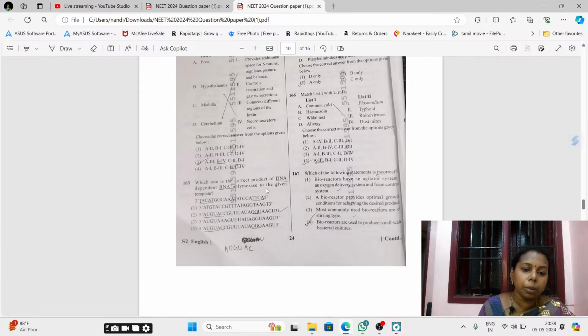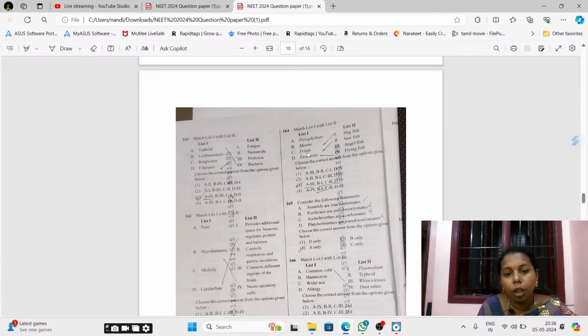163. Which one is the correct product of DNA dependent RNA polymerase to the given template? So 3 to 5 direction is given, so we have to convert 5 to 3. TAC will become AUG. So AUG we are having 2 options. Then we are having ATG, that means UAC. That also coming. Then GCA, that means CGU, which is coming only in B. That is option B. Option 2 is the correct answer for 163.